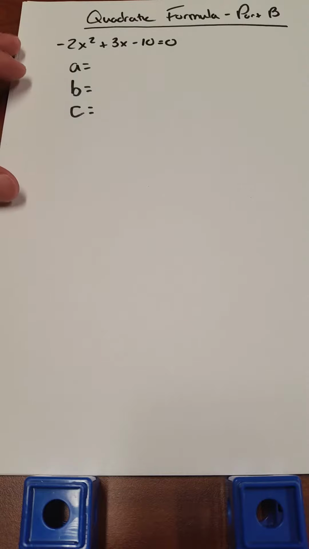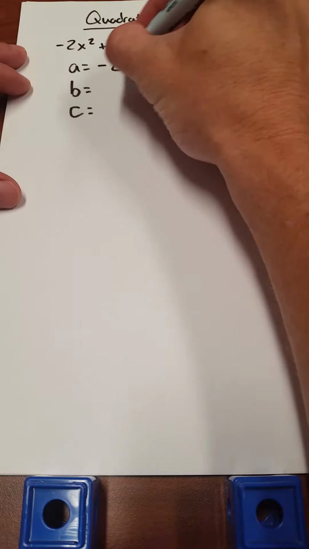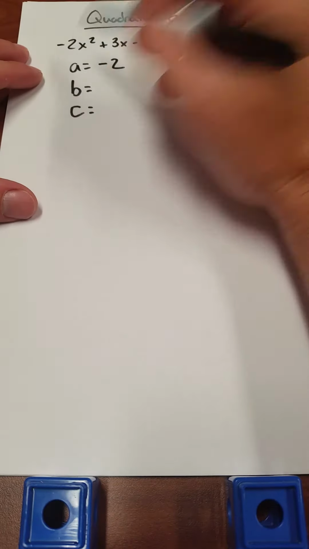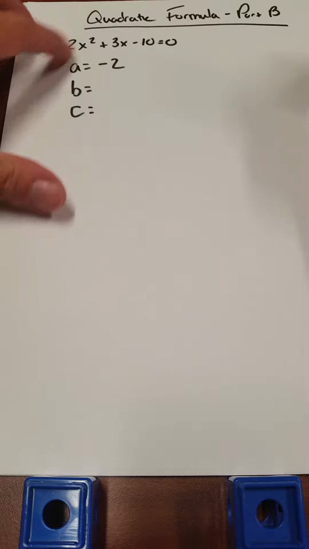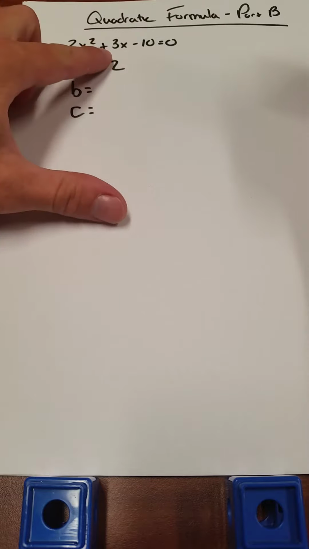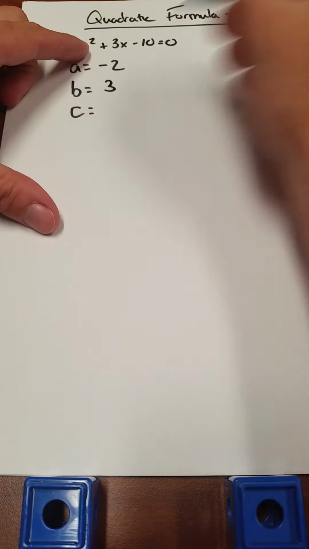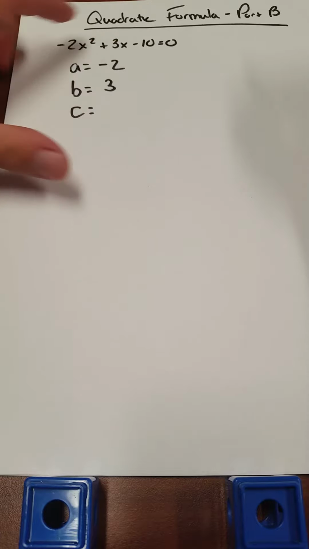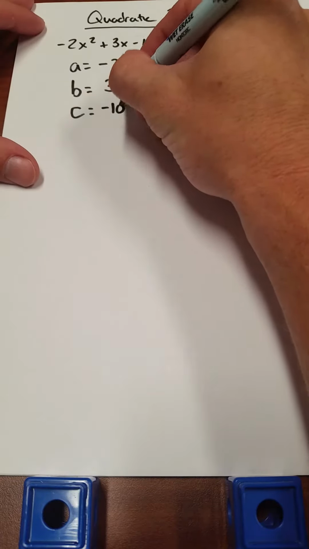All right, I hope you had enough time to do that. So now, A is -2. A is the term in front of x squared. B is the term in front of x, so that is going to be +3. And C is our constant term, which in this case is -10.